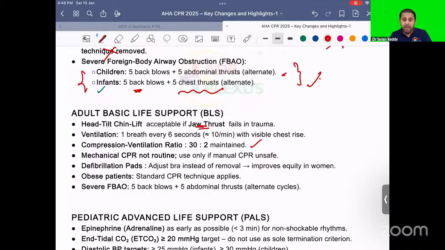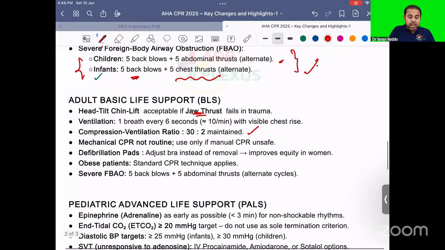What does it mean? This is something called mechanical CPR, which became popular. Whenever a patient got cardiac arrest, you brought a device, like a robo sort of thing. Robo in the sense that it's automatic. What you do is you just attach the paddles and you set the rate. It keeps doing the CPR, but that effectiveness is not proper. Then in defibrillation pads, adjust the bra instead of removal, which improves equity in women. In obese patients, the standard CPR technique applies.